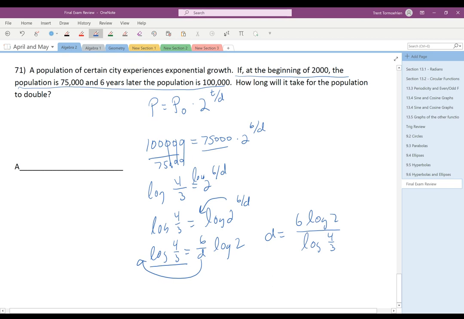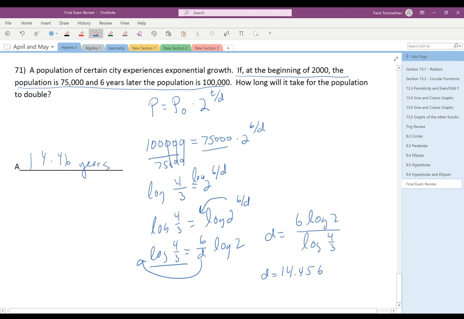Now we can type that into our calculator: 6 log of 2 divided by log of 4 divided by 3. That gives us the doubling time is 14.456 years. We just rounded to the nearest hundredth, so 14.46 years is what the doubling time would be for this population.